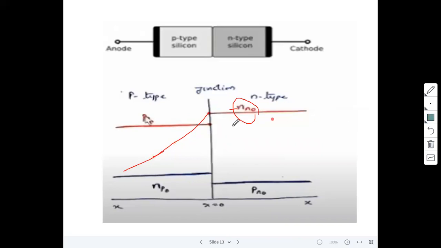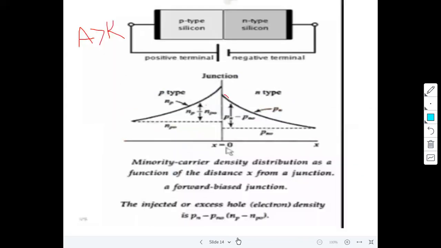Similarly, Pp naught, the majority carriers in P type, diffuse during forward bias. They diffuse into the N side. In the N side, their behavior is minority carrier behavior. So, this is the minority carrier distribution when the diode is in forward bias.